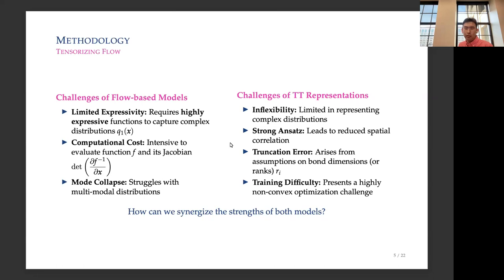But tensor train representations also have disadvantages. First of all, there is inflexibility compared to neural networks, so it is quite limited in representing complex distributions. It is also difficult to train because it is a highly non-convex optimization challenge. And as I discussed before, the tensor train representations themselves are based on a strong ansatz, so we must have reduced spatial correlation. And in order to represent continuous functions, it also involves truncation error if we are doing polynomial expansion or something like that, and the truncation error also arises from the assumptions on the bounded dimensions.